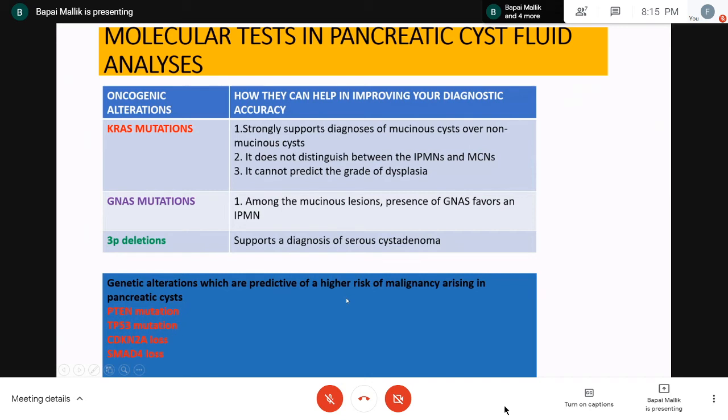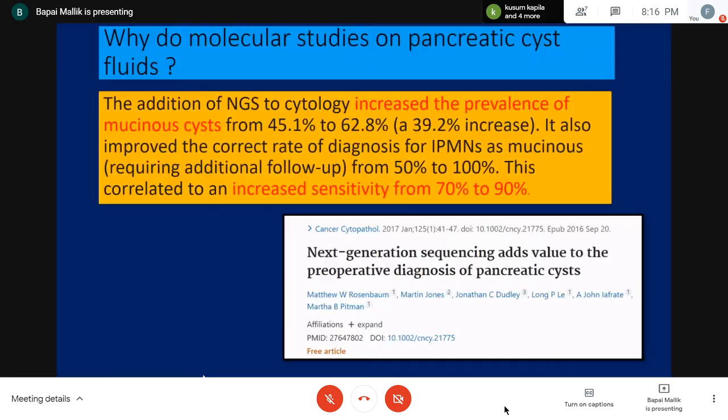However, there are some other gene alterations like PTEN mutations, TP53 mutations. All these things can come up through your NGS studies, along with loss of CDKN2A/p16 and SMAD4, which is predictive of a higher risk of malignancy arising in pancreatic cysts.